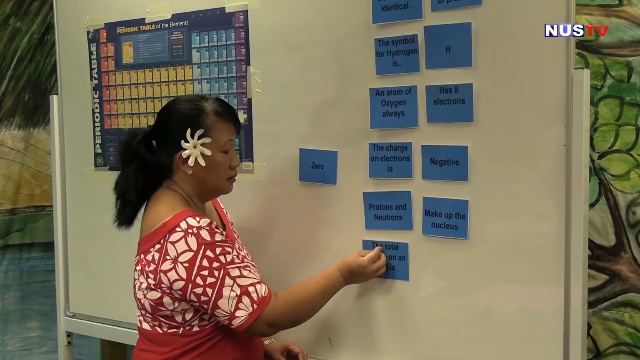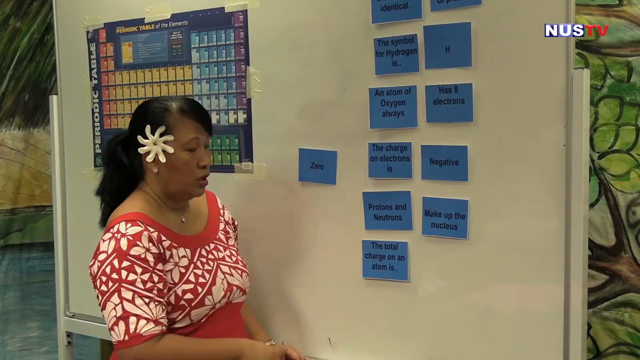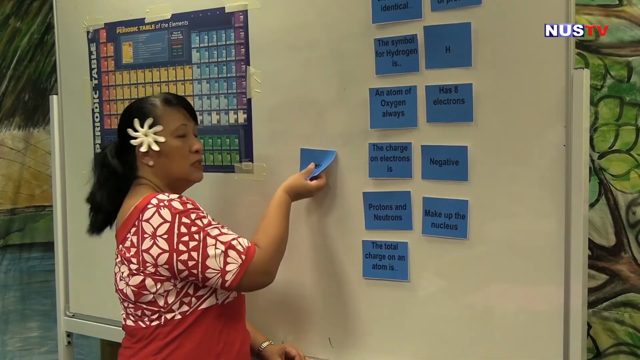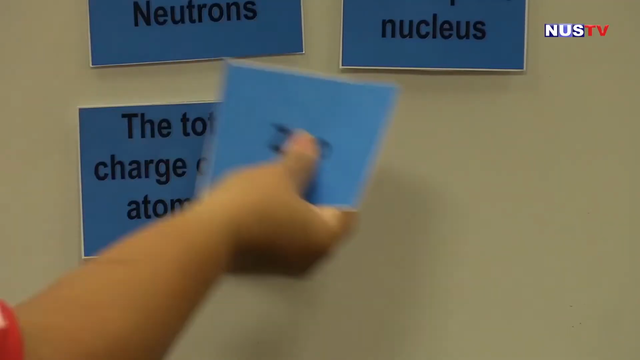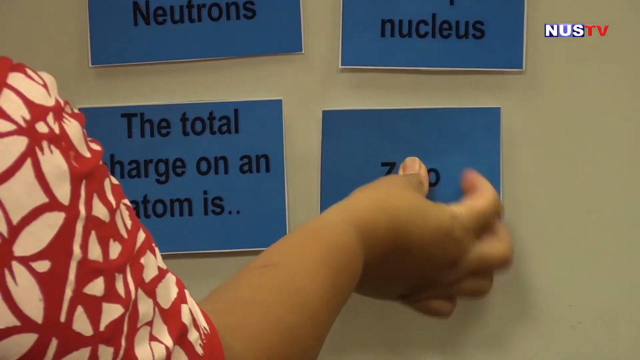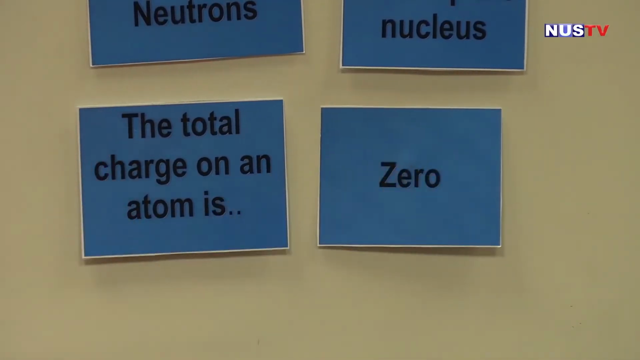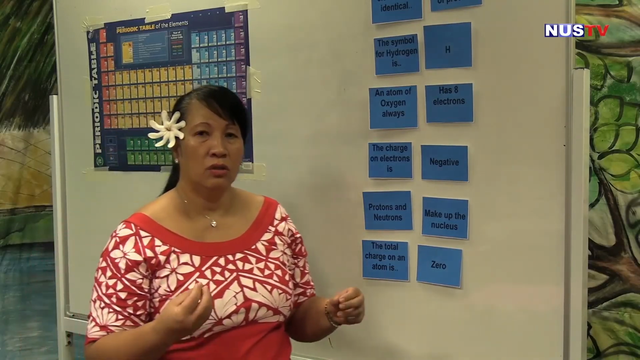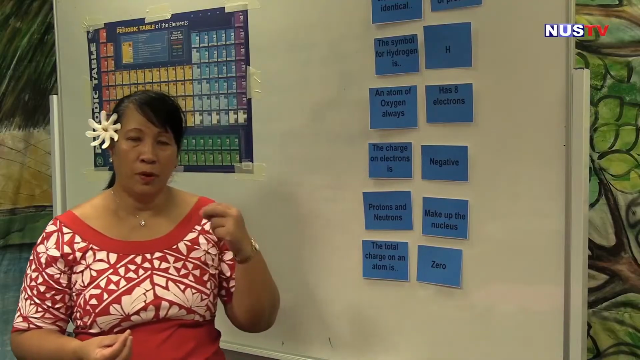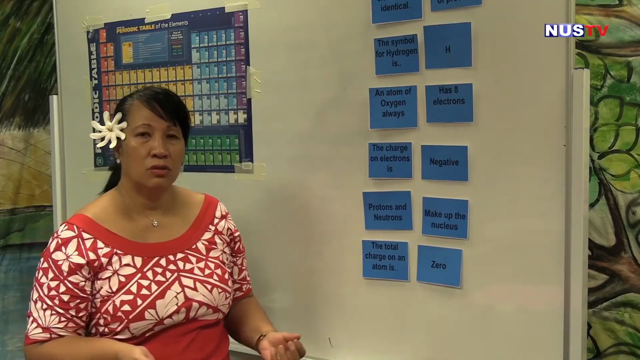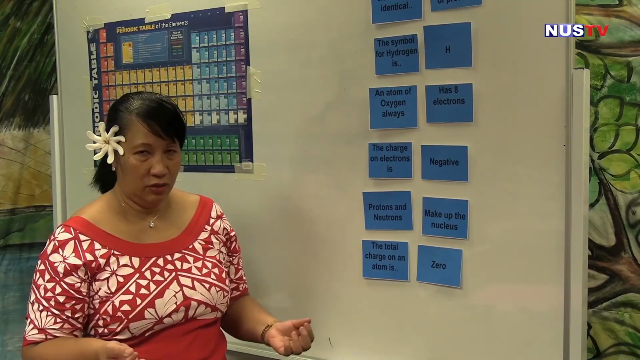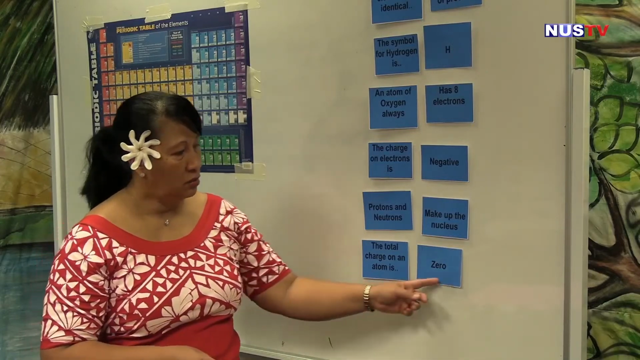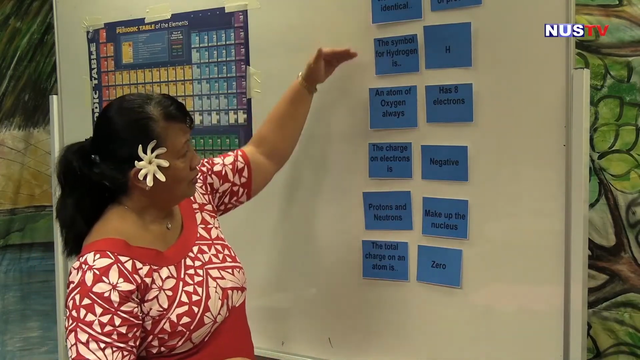And the last card, the total charge on an atom is, good. It's always 0. Remember that? It's always 0 because the number of electrons is equal to the number of protons, number of positive charge is equal to the number of negative charge. Add them together, you get 0. So let's have a look at all the cards.